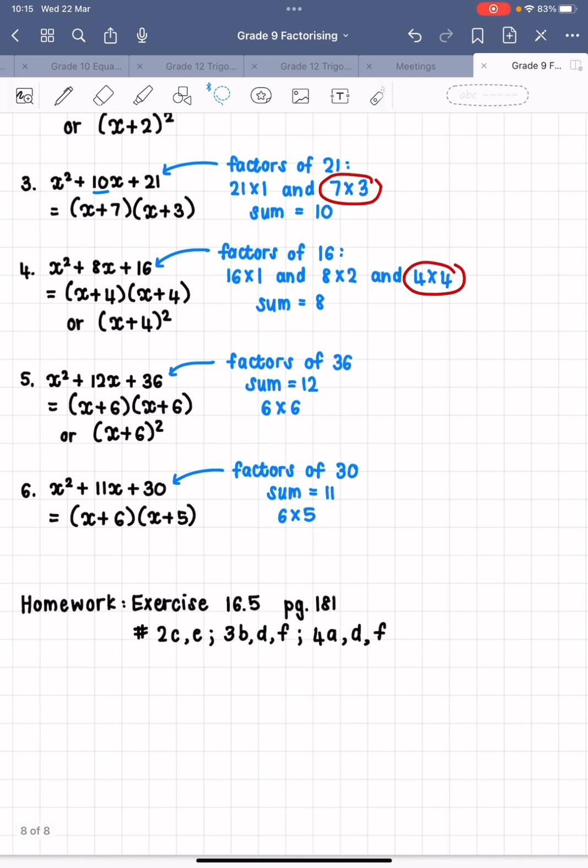So do we agree with that one? X plus 6, x plus 6. And then for the last one, x squared plus 11x plus 30. You now need factors of 30. The sum of those factors must be 11. So you have to choose 6 and 5.